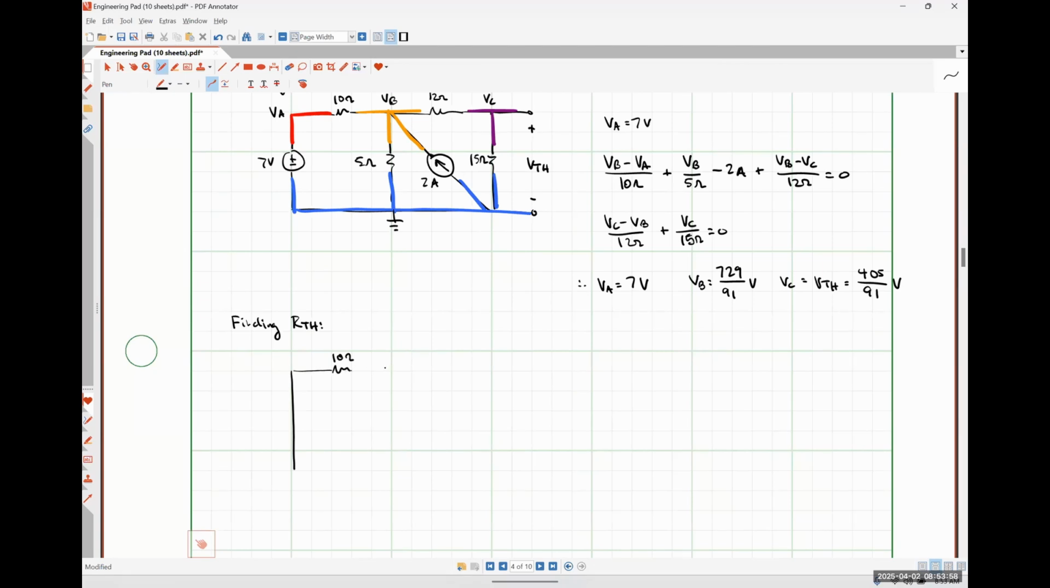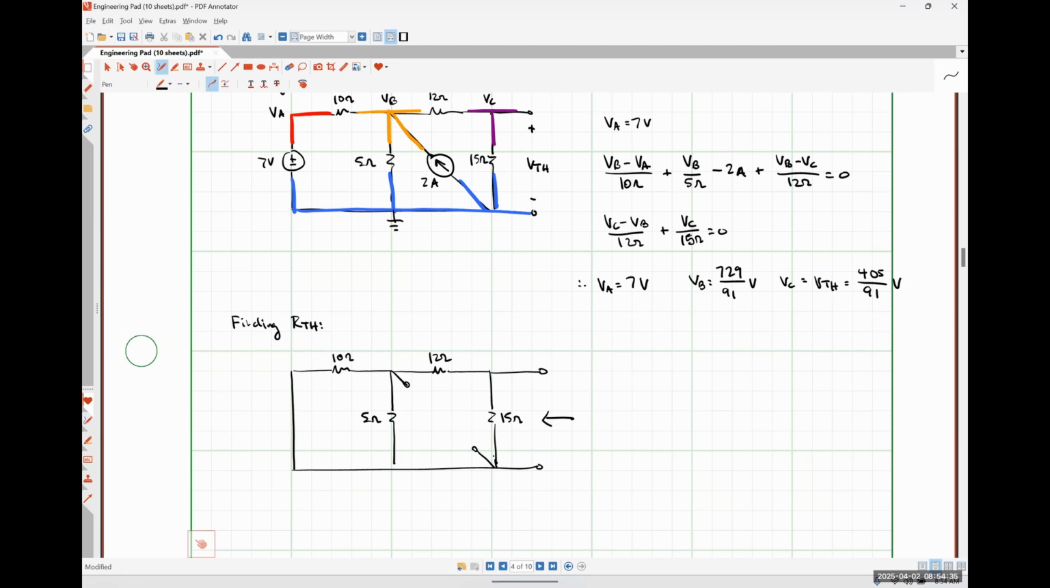Here's my 10-ohm resistor. Here's my 5-ohm resistor. My 12-ohm resistor. My 15-ohm resistor. And I'm looking in through this set of open circuited terminals. I'm making that notation explicitly because some of you, and I tend to do this as well, might actually draw the terminals that are left behind by removing that current source.